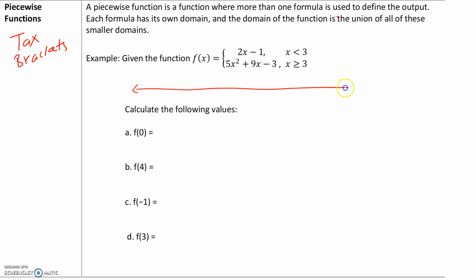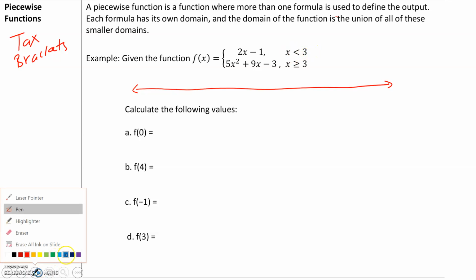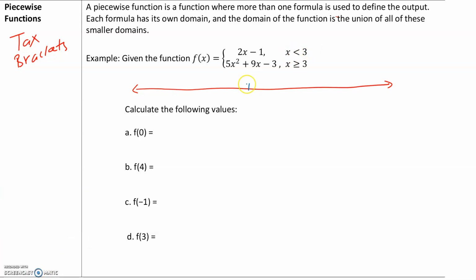I'm going to make a number line, and I'm going to split up the number line based on our domains. So our first function, 2x minus 1, is used when our domain or x values are less than 3. So I'm going to indicate that on my number line. So here's 3, and I have an open circle or a parentheses on 3, and anything to the left of 3, so anytime x is less than 3, I'm going to use 2x minus 1 to find my output.